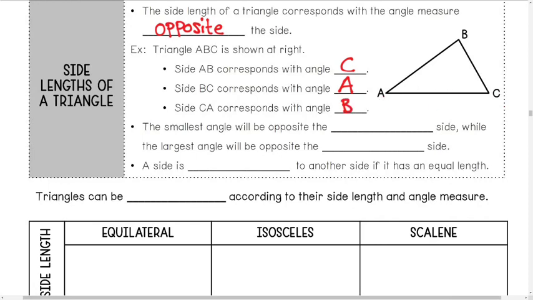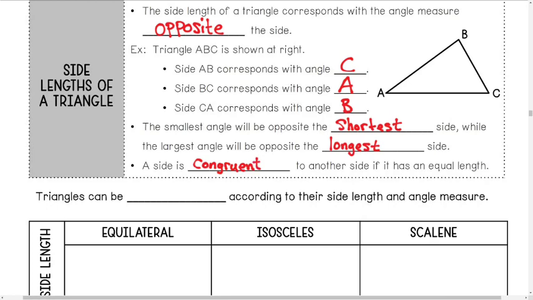And then this is kind of a unique and neat thing that happens: the smallest angle will always be opposite of the shortest side. Of these three sides here, BC is the shortest, which means angle A will be the smallest amount of degrees. The largest angle will be opposite of the longest side, which in this case is AC, which means B will be the largest angle in degrees.